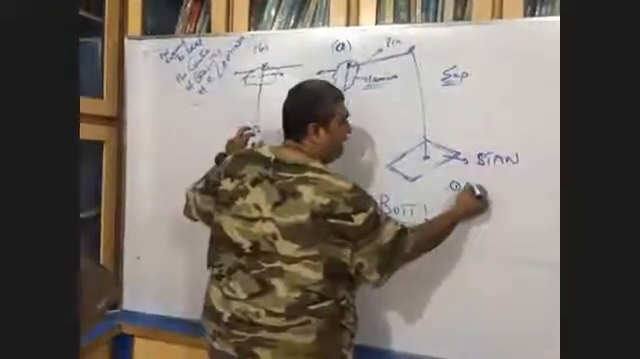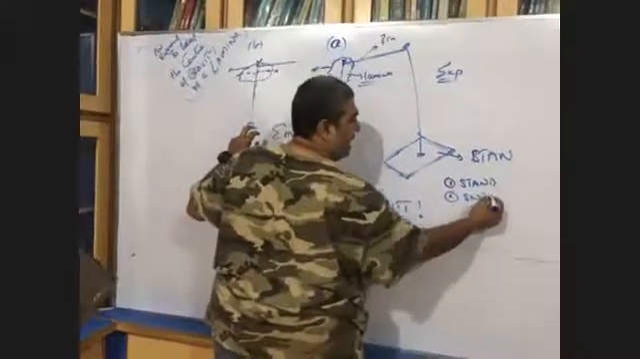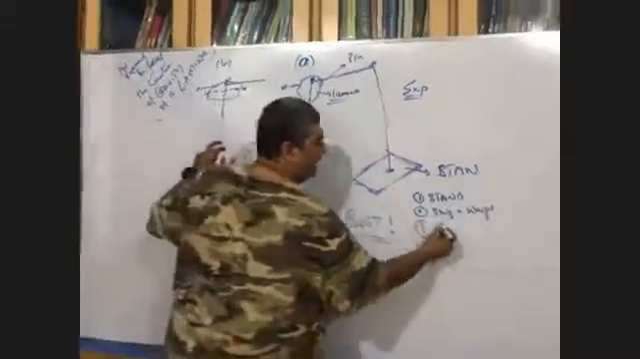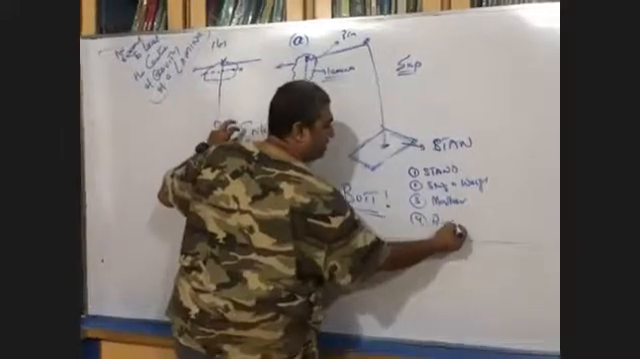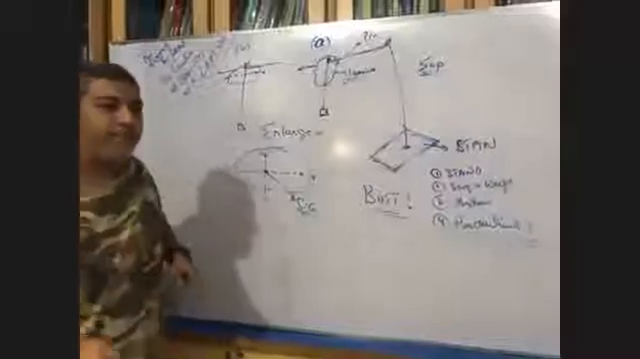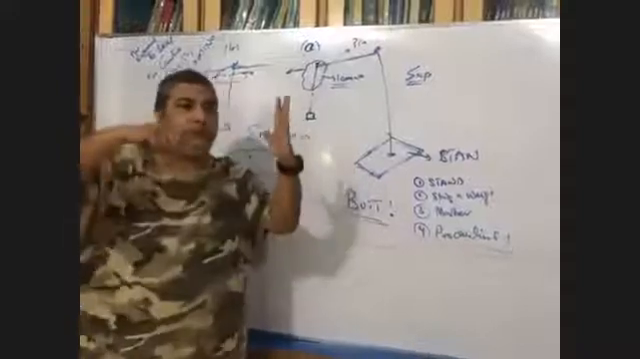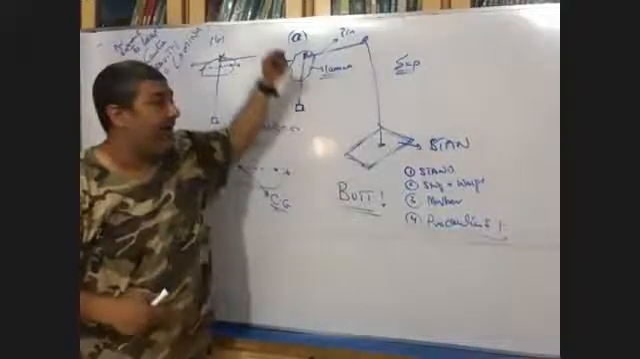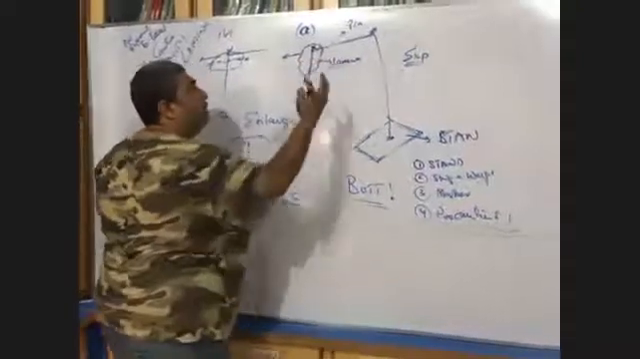Number 1, you need to have a stand. Number 2, string and weight. Number 3, marker. And number 4, some precautions. Now, the precautions I come to later, but right now you have to understand. This is a piece of cardboard. You pierce it and hang it from one side. The weight acts down. You mark dot, dot, dot, dot, dot, dot, dot, dot beautifully.